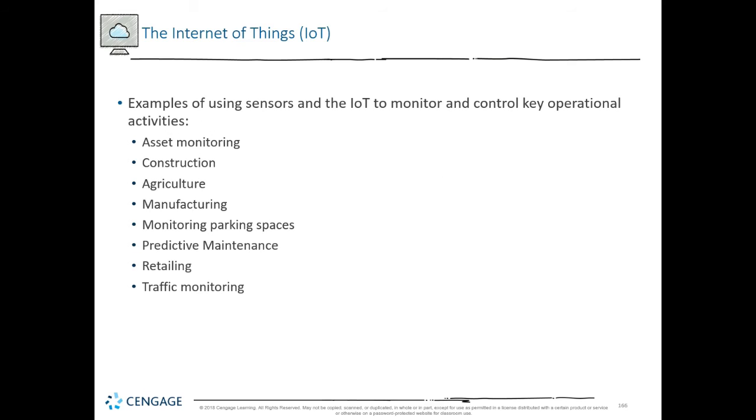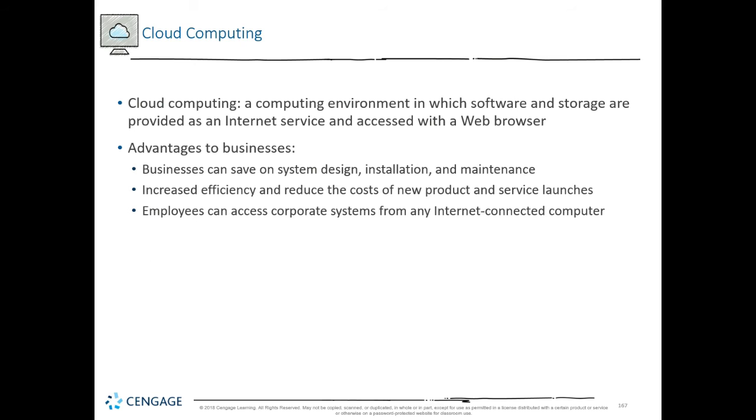Internet of Things examples of use: using sensors, the IoT can monitor and control key operations such as asset monitoring, construction, agriculture, manufacturing, monitoring parking spaces, predictive maintenance, retailing, and traffic monitoring. Cloud computing is a computing environment in which software and storage are provided as an internet service and accessed with web browsers. Advantages to businesses: businesses can save on systems design, installation, and maintenance, increase efficiency, and reduce the cost of new products and services launch. Employees can access corporate systems from any internet-connected computer.